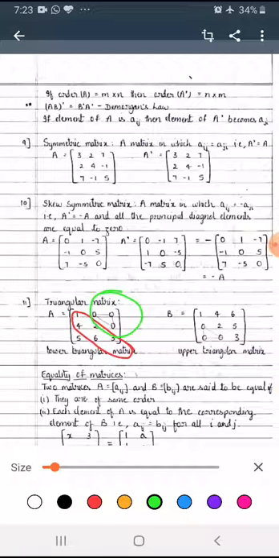See here, the principal diagonal elements are 1, 2, 3. All the elements above are 0. So this type of matrix is called a lower triangular matrix. But in matrix B, observe here, the principal diagonal elements are 1, 2, 3. All the elements below are 0. So this type of matrix is called an upper triangular matrix.